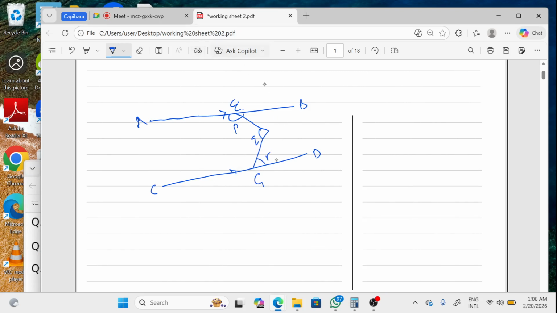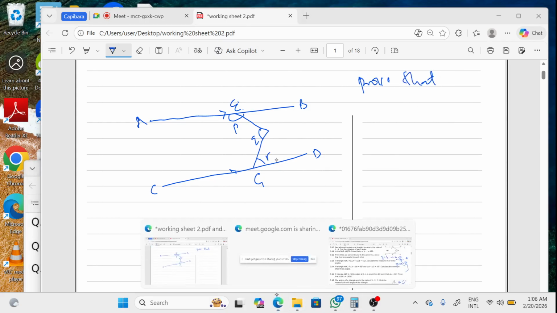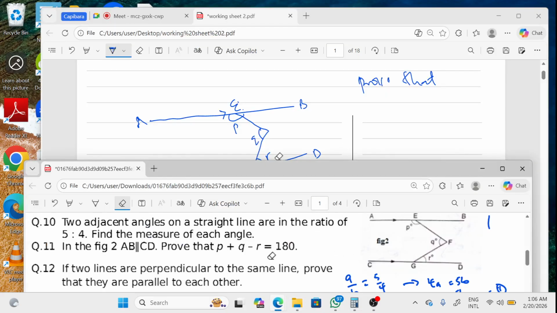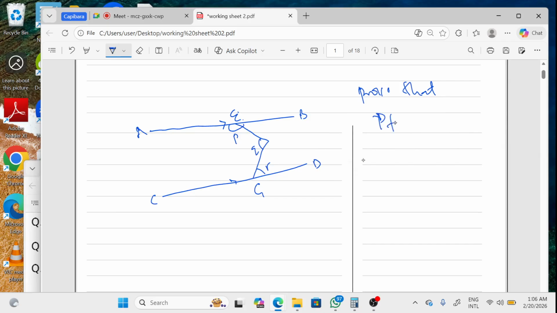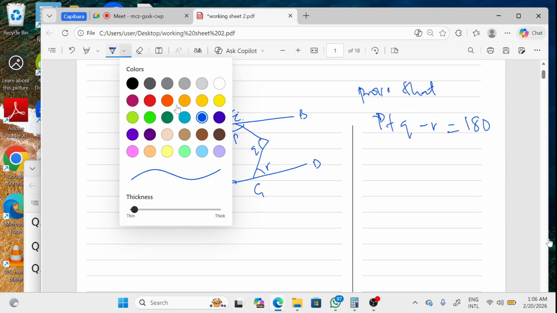So the question is now that we should prove that P plus Q minus R is equal to 180 degrees. So that's the query. Alright? So are you set? Okay.